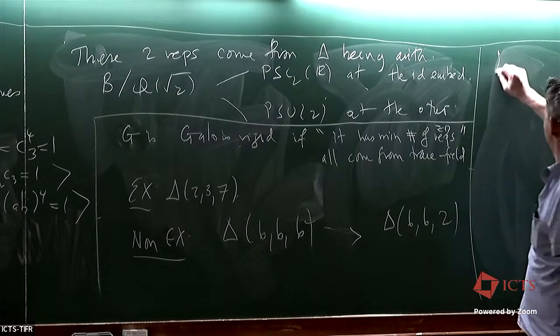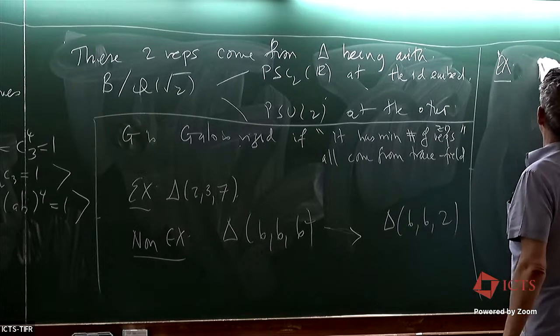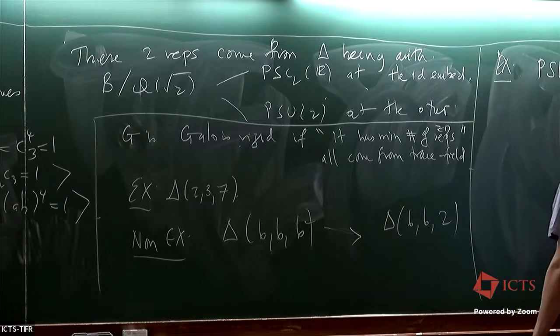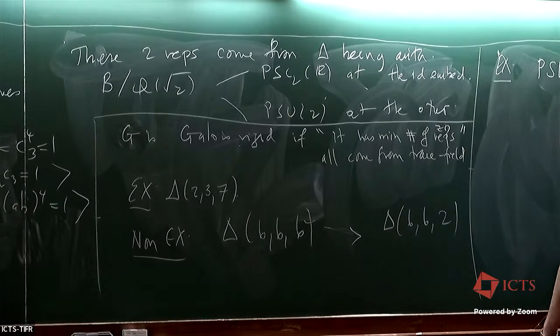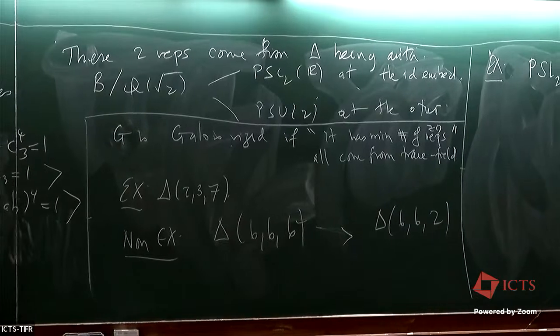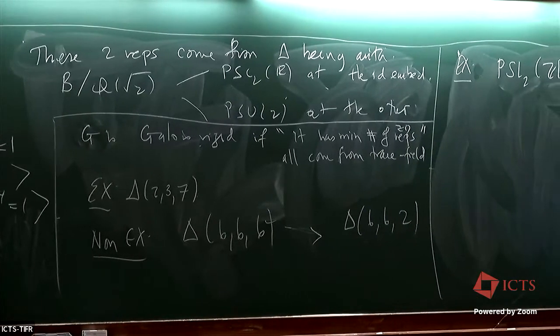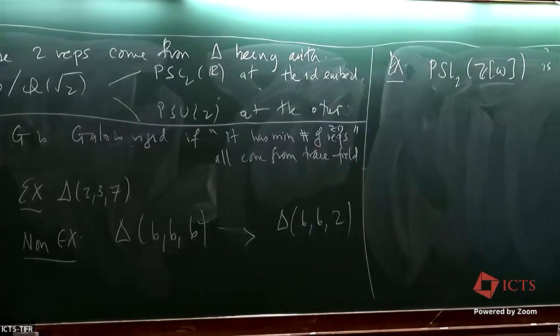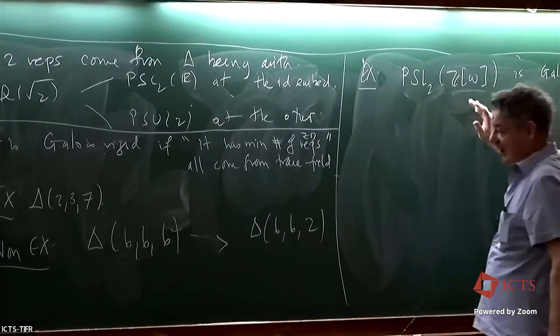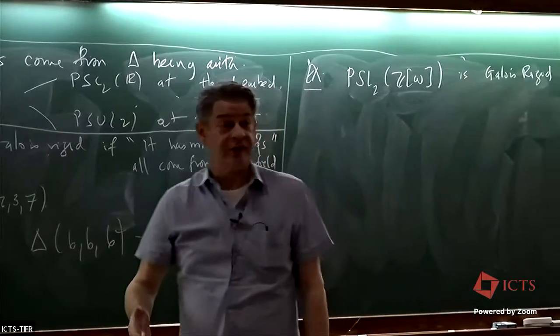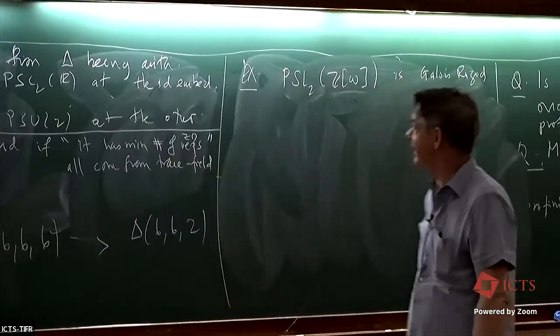So as Emmanuel mentioned earlier, this group here, PSL2 of Z adjoint omega, this discrete subgroup of PSL2C, is Galois rigid. I mean, that takes a little bit of proving. The only representations are the inclusion and the complex conjugate of that.